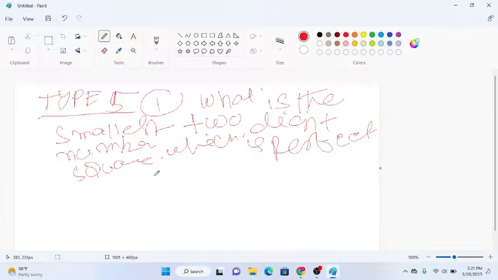So we have to find the smallest two digit number which is a perfect square. Everyone knows the smallest two digit number is 10. But 10 is not a perfect square, so we have to find a perfect square. What is the technique? For this type, this is the case of addition, because this is the smallest two digit number. We cannot go less than 10. We have to go more than 10, and more than 10 means it is a case of addition.